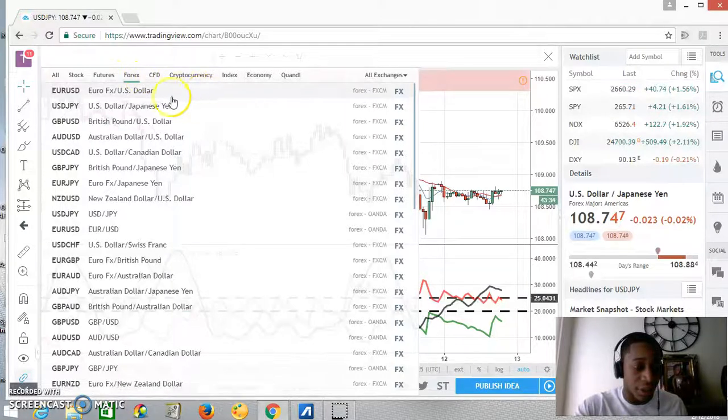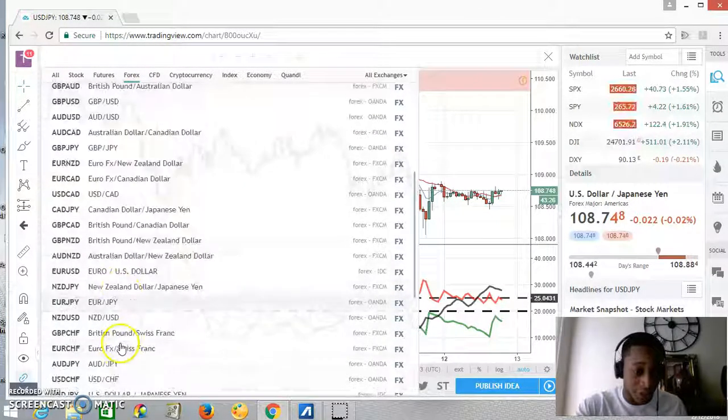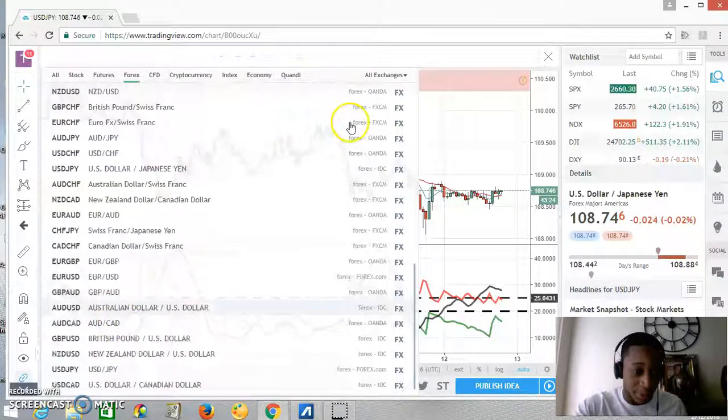So let's go right here. Right here is Forex. These are the main pairs that Forex traders trade, because these are all currency pairs.